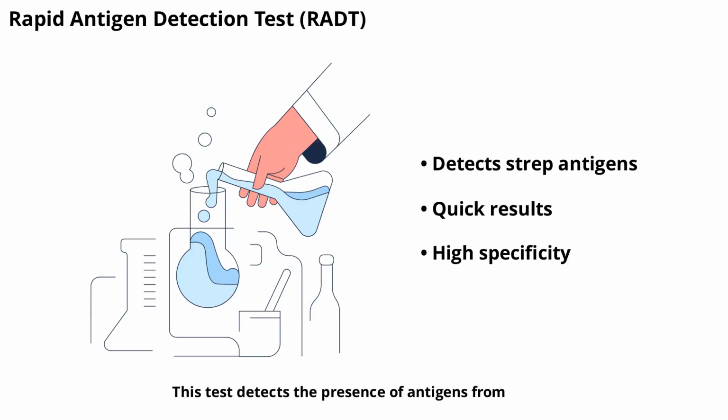The rapid antigen detection test, or RADT, is one of the most widely used tests for diagnosing strep throat. This test detects the presence of antigens from group A Streptococcus bacteria in a throat swab sample. The main advantage of RADT is its speed. Results are usually available within minutes, allowing for quick decision-making regarding treatment. However, while RADT is highly specific, it may not be as sensitive as other methods, meaning false negatives can occur.